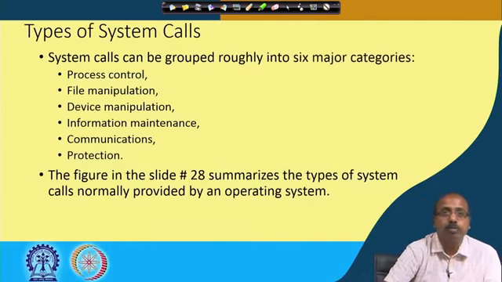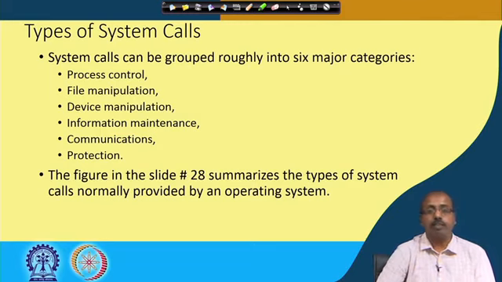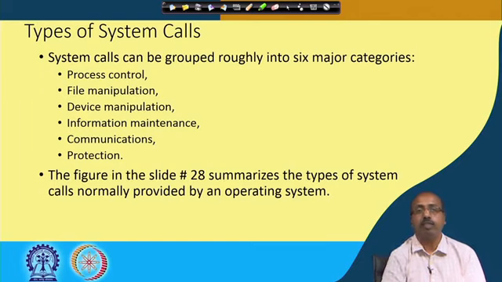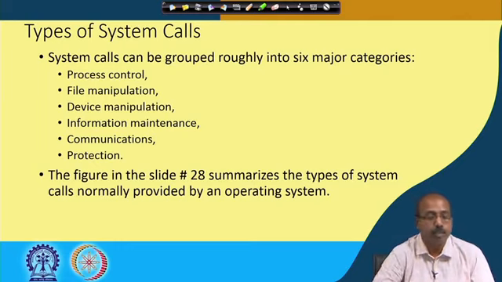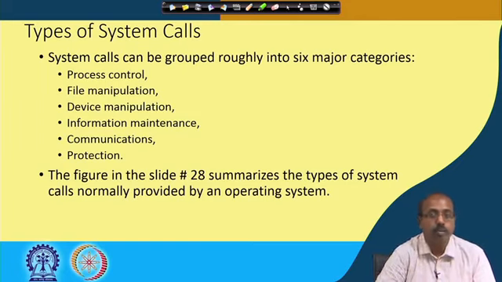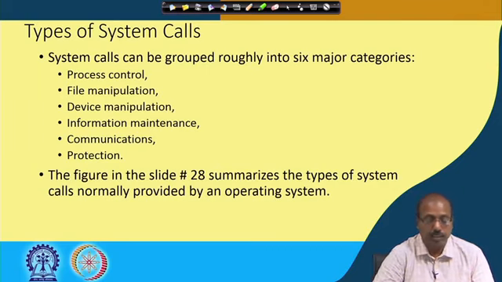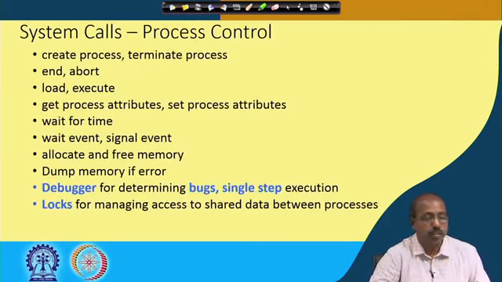There are different types of system calls. As I was discussing, there are different types of services that the operating system provides, so there is a set of system calls that are possible. They can be grouped roughly into 6 major categories. Some of the system calls are process control related, some are file manipulation, some are for device manipulation, some are for information maintenance, some are for communication, and some are for protection. We will see later how these system calls work.